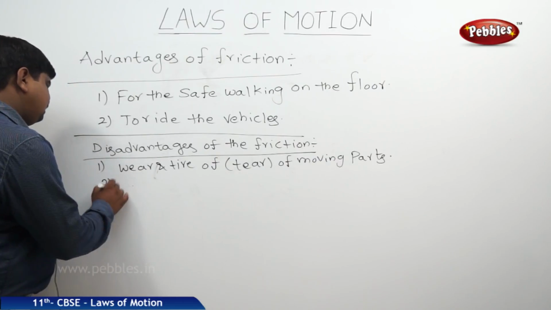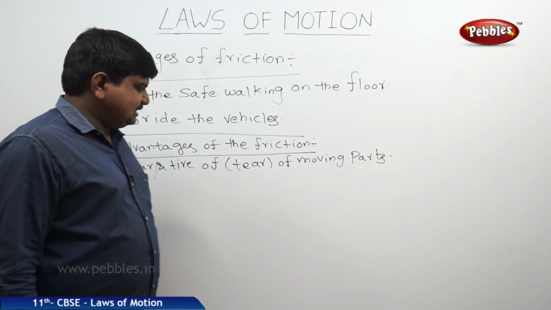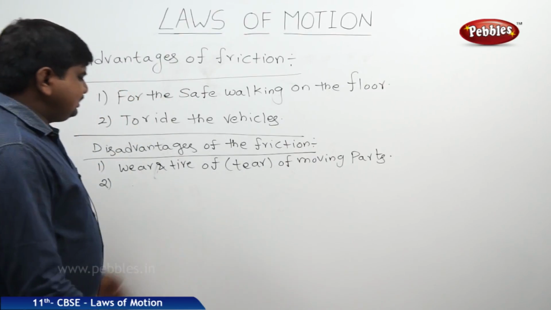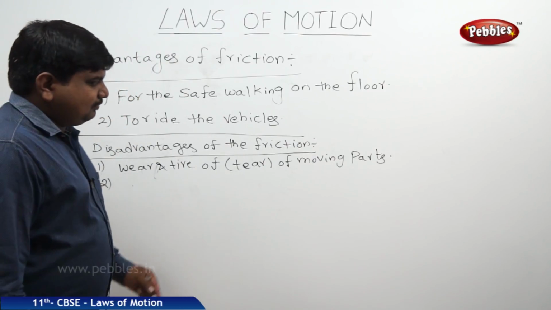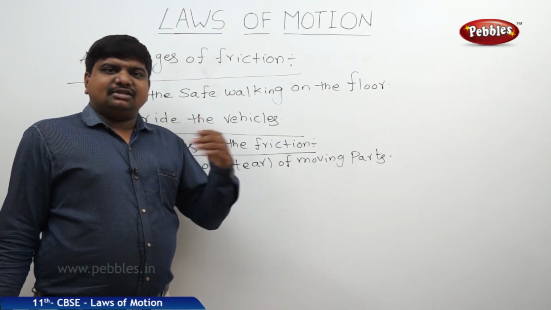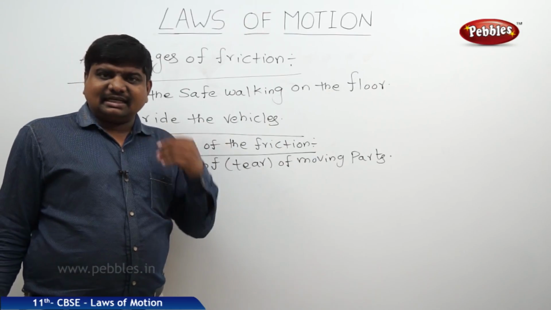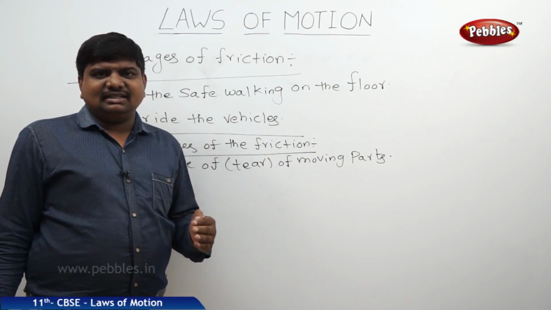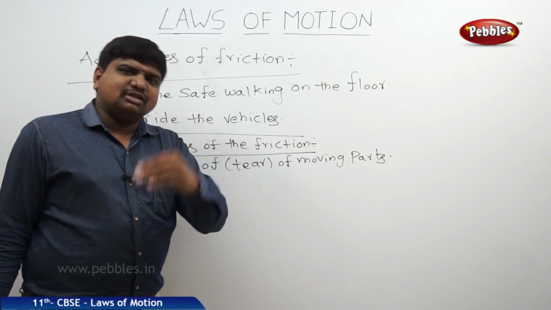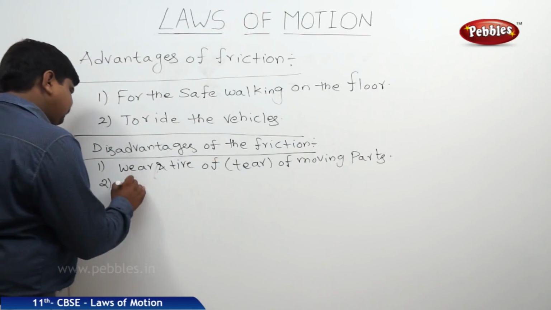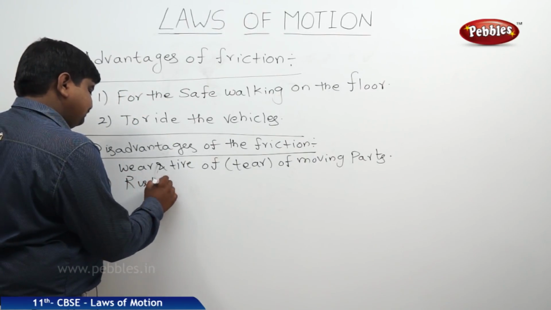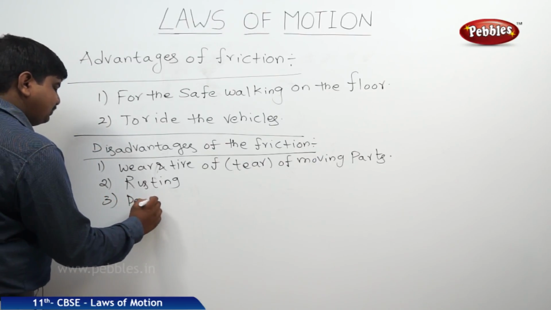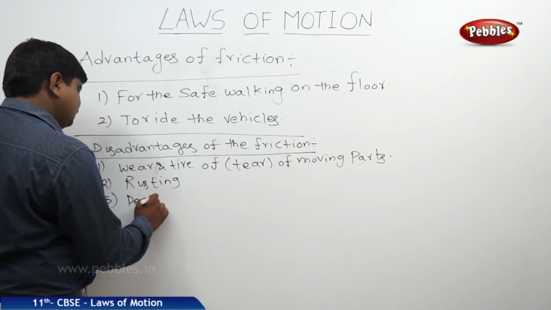The second disadvantage of friction is, suppose the vehicle is used for a long time, in that case there is a possibility for the objects to be rusted. This rust can produce enormous heat energy, and this heat energy can decrease the lifespan of the vehicles. Rusting decreases the lifespan of vehicles.